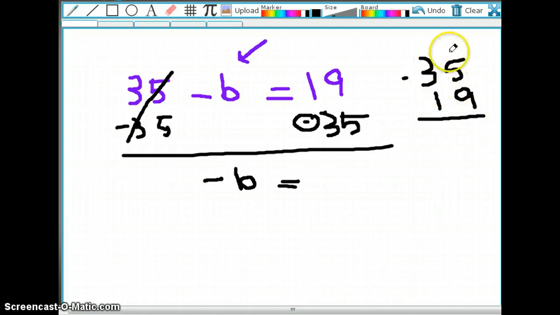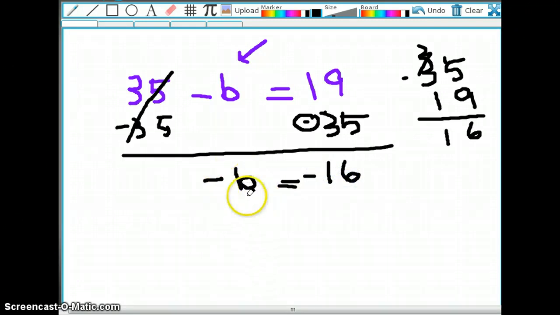9 from 5 you cannot take, so you have to regroup to make that 15. So 9 from 15 will give us 6. So we regrouped, and this is 1, meaning 16. Okay? So we have here a negative 16. Let's go back to what I explained before. You have a negative b, a negative variable, equals a negative 16.